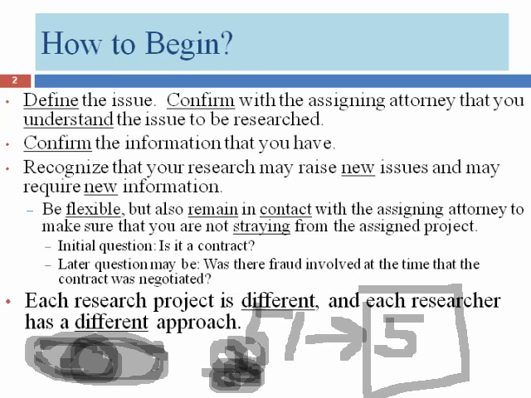So we've talked about defining the issue. We've talked about confirming the facts that you know. And as you're researching, there may be a situation where you didn't know enough. The attorney assigning the matter didn't realize what you needed to know in order to complete the assignment. After all, he or she hadn't done the research. If he or she had done the research, he or she wouldn't need you to do the research. So he or she may not have anticipated everything that you need to know. So it's pretty common for you to need to say, hey, wait a second, you didn't tell me this, and I need to know this in order to come up with an answer that's going to make sense.